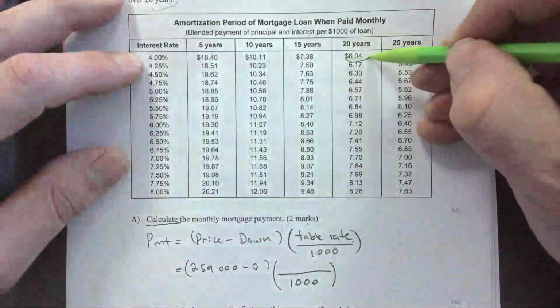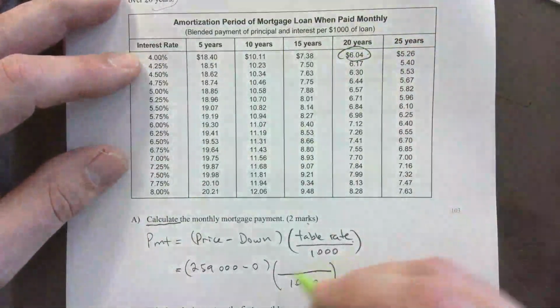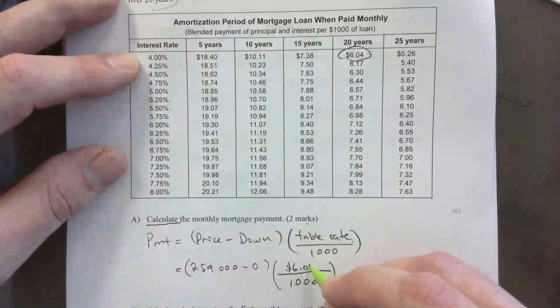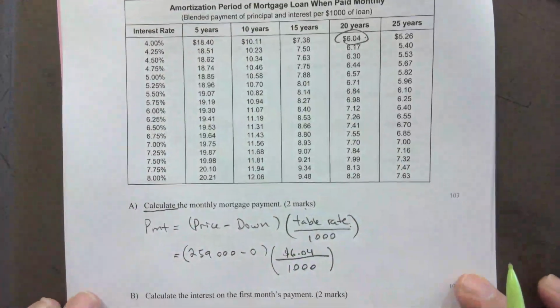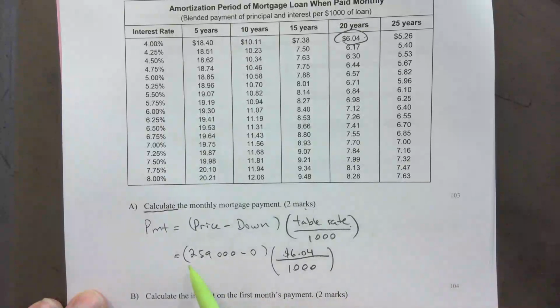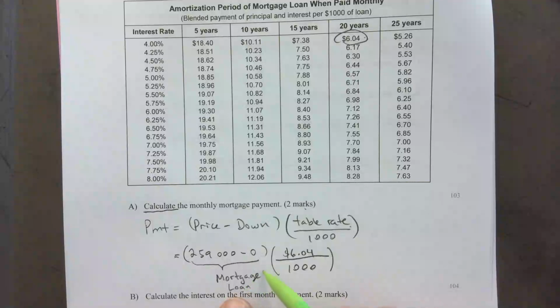So 4%, 20 years, that's the 6.04. Okay, 6.04. And in this case, what do we call this part right here? That is actually our mortgage. We also call that the loan when it's vehicle finance. Mortgage/loan, okay? In this case, you're not taking anything away, so the entire price is your mortgage, essentially. So you multiply that.